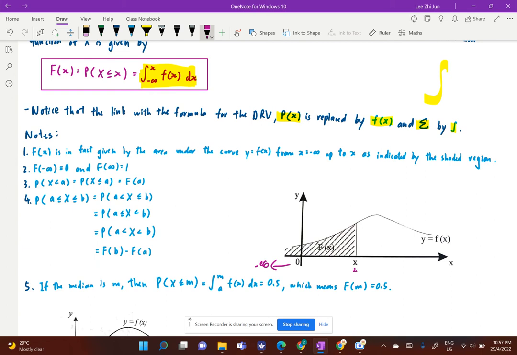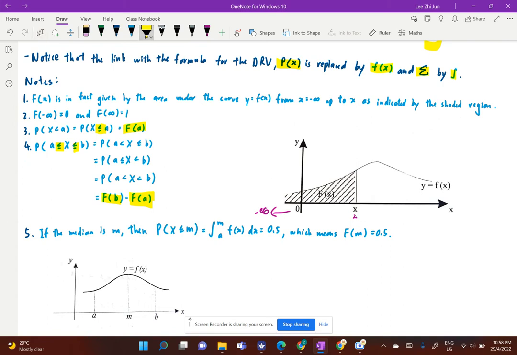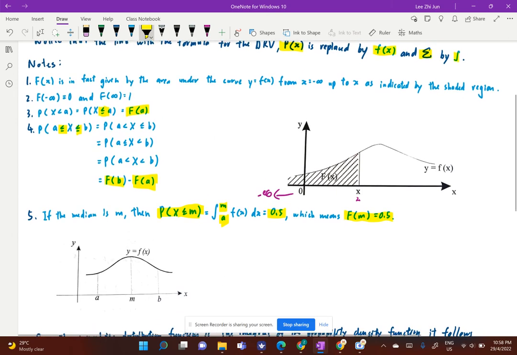P(X < a) is also the same as P(X ≤ a), so you do not need to worry about the inequality. It is the same as F(a). So P(a < X < b) equals F(b) minus F(a). If the median is m, then P(X ≤ m) is the integral of f(x) dx equals 0.5, so F(m) is equal to 0.5.